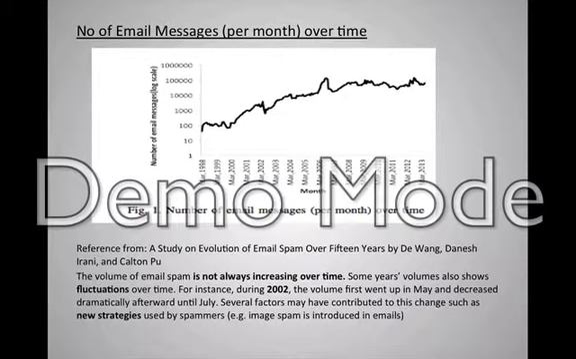Here's a graph that shows the number of email messages per month over time. We can see that it's not always increasing over time. Around 2002, the volume went up and then decreased. Several factors may have contributed to this change: new strategies used by spammers or new anti-spam filtering techniques.